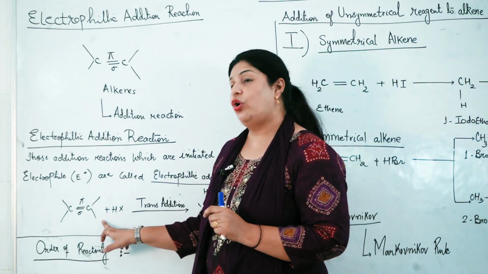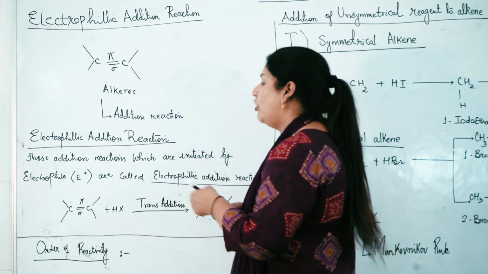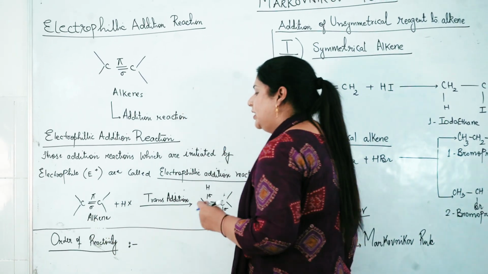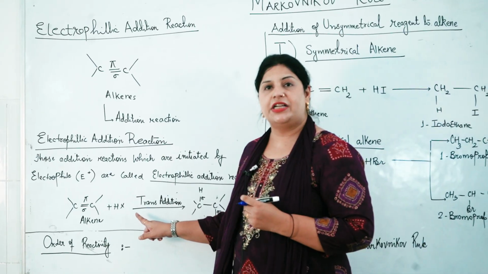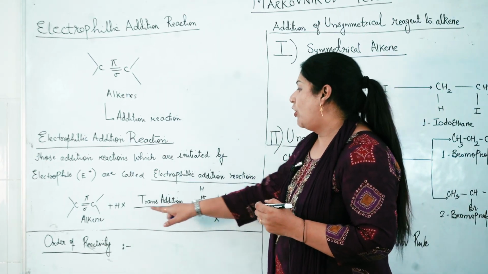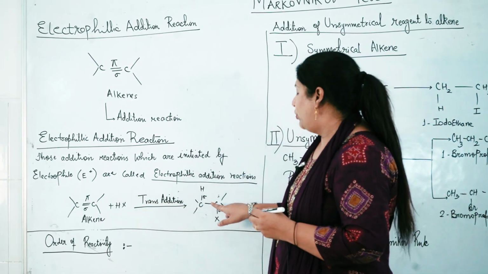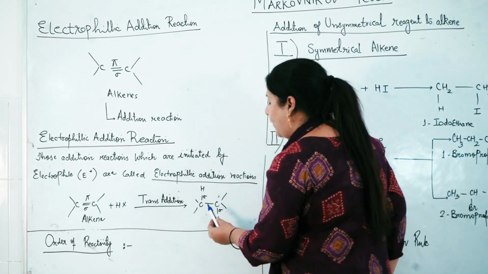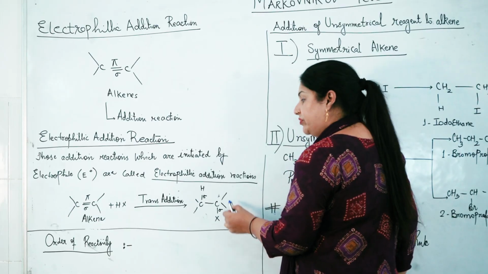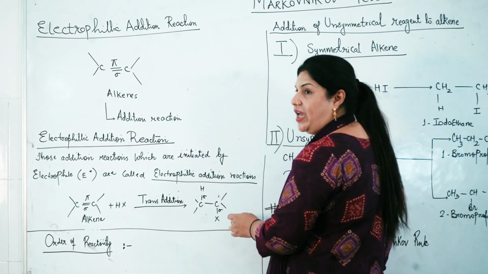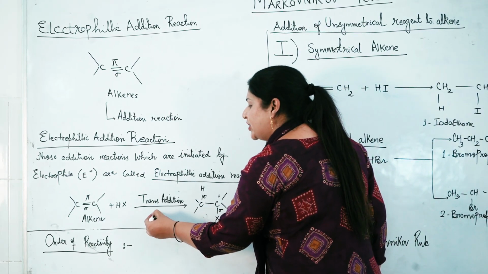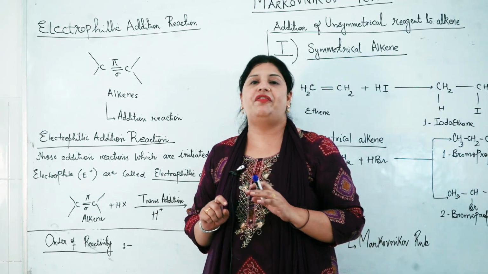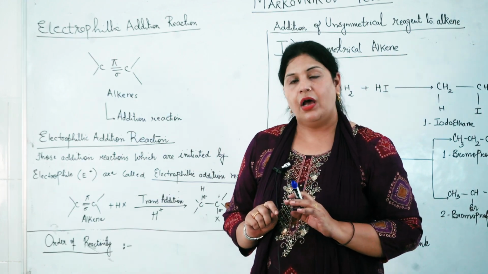Okay. So, I have shown here that this is the molecule of alkene, and in this addition reaction, which is called as trans addition, instead of one pi bond, two new sigma bonds are formed. This pi bond is replaced by two new sigma bond. This is an example of addition reaction, and when this addition reaction is initiated by electrophile, it will be called as electrophilic addition reaction. Okay.